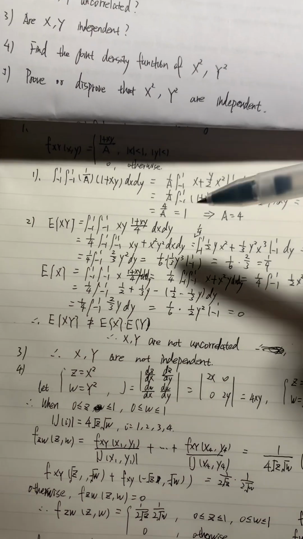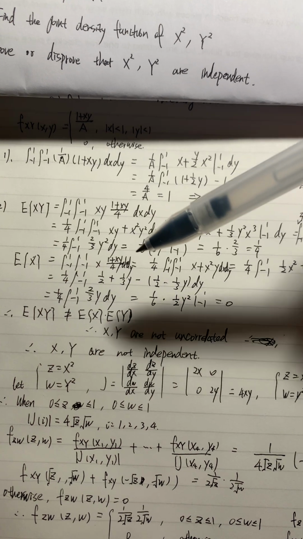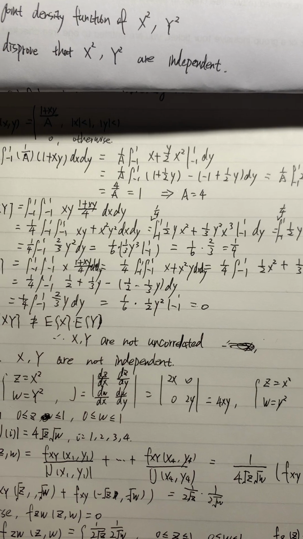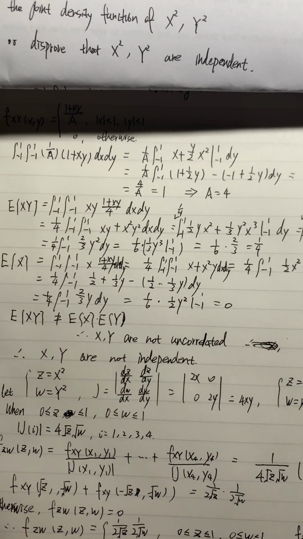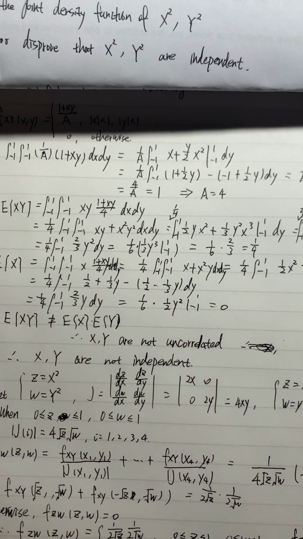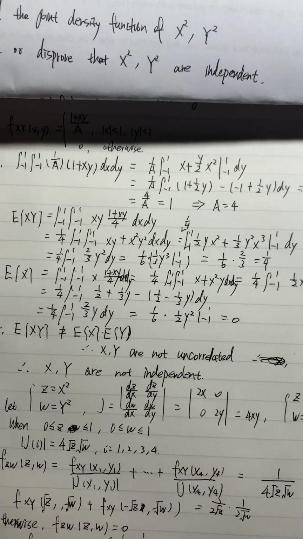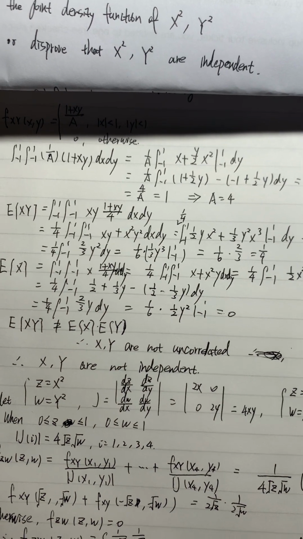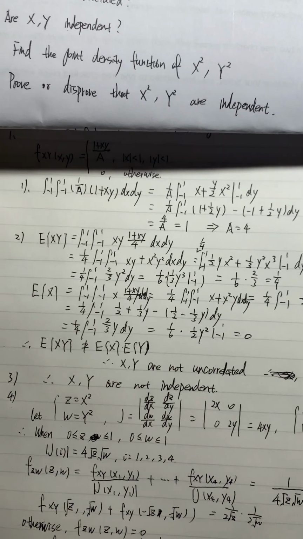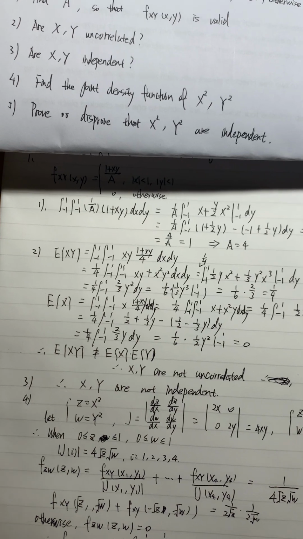So the expected value of xy is not equal to the expected value of x times the expected value of y, which means that the covariance of x and y is not equal to 0. So x and y are not uncorrelated. And since x and y are not uncorrelated, it implies that x and y are not independent. So we also solve the third question.